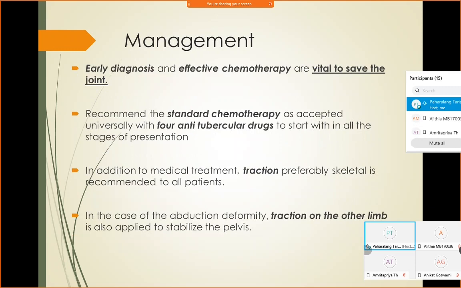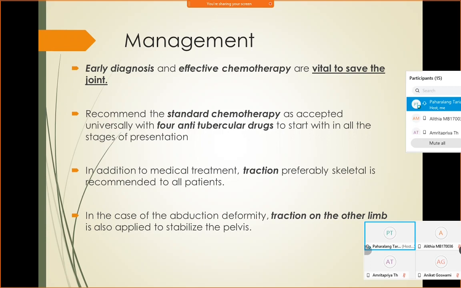So the management now, I mentioned that early diagnosis is so important. It is important that way you'll be able to salvage the joint and prevent further damage. So the standard chemotherapy, everyone knows the 4 anti-tubercular drugs to start with, HRZE, that's how we start. At the same time, we apply traction.